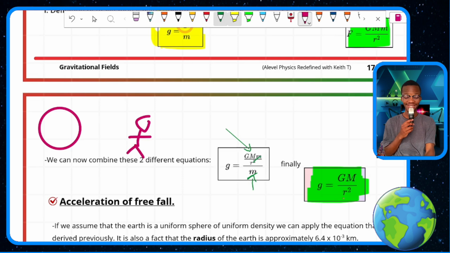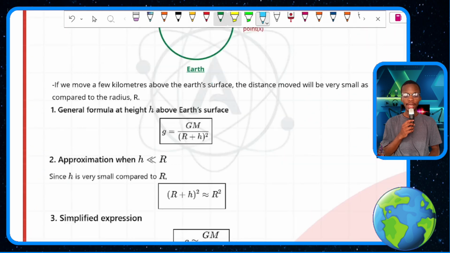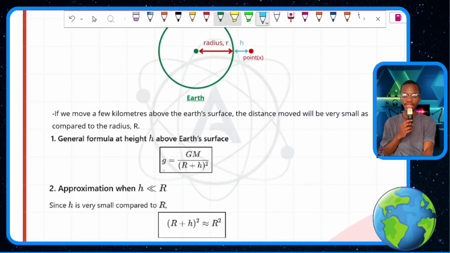So if you have a person over here, the value of this r is essentially this distance from the center itself. It's important for you to be thinking about that. So essentially, if we now add that value of h, the general formula for g at height h will now be equal to GM over (r plus h) squared.